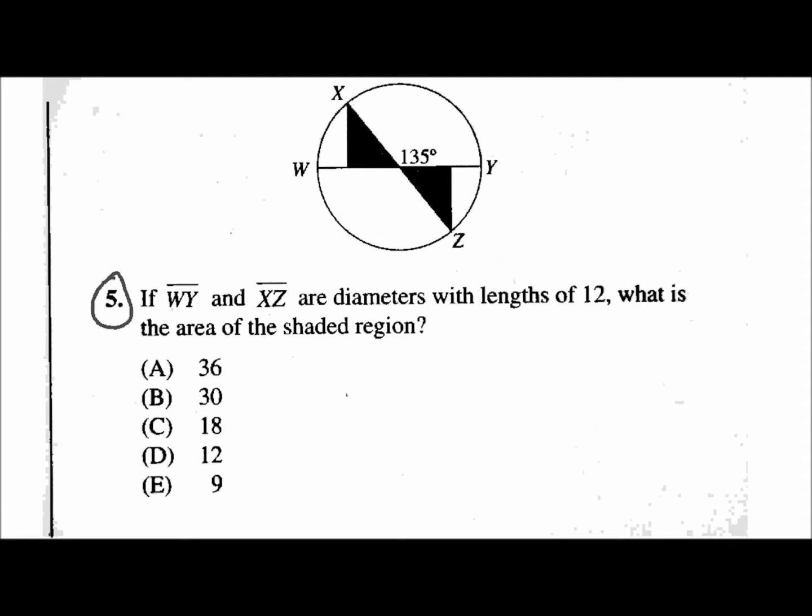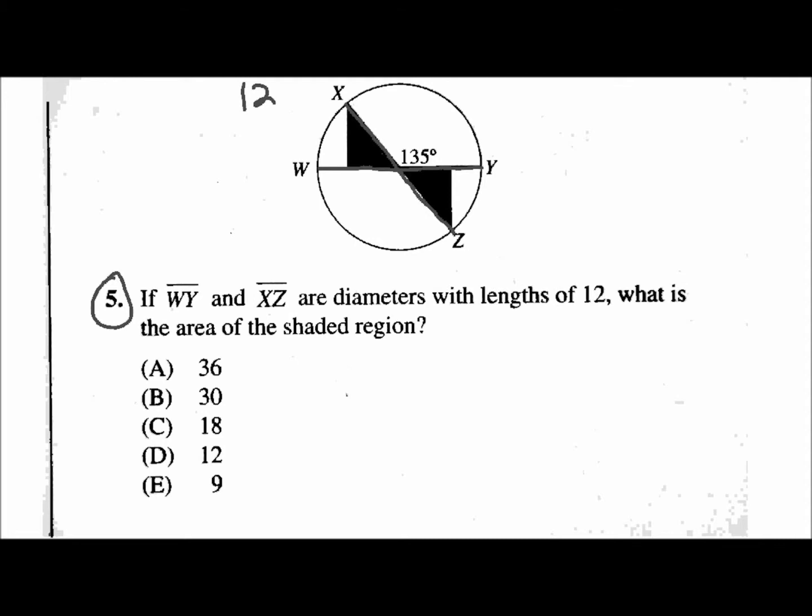Let's see what they're asking here. If XY and XZ are diameters with lengths of 12, what is the area of the shaded region? Now the shaded region are the two triangles. WY happens to be a diameter line of the circle, and so is XZ. I didn't draw that very straight. So we know that both of those each are 12. So keep that in mind.